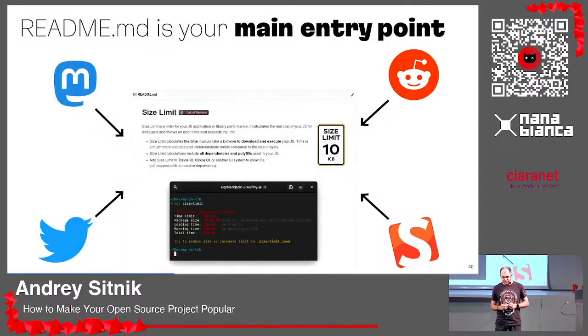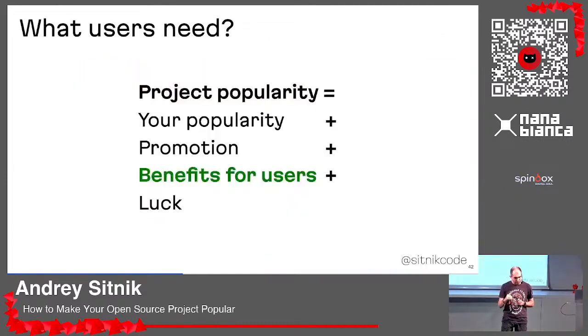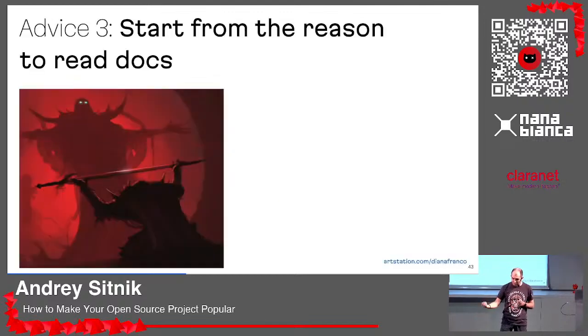Okay, practical advice. To make your project popular, people need to see the benefits of this project. And the main entry point is the README. It doesn't matter whether you have social media or a post on Reddit or other platforms. Anyway, people will go to the README. And this is why it's important to have a good README. This is the core idea to promote your tool. And I remind you that people don't read line by line. They have no time to read, but they still need to understand the benefits of your project to them.